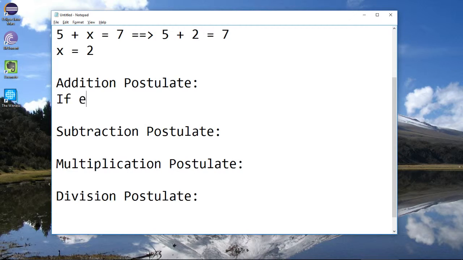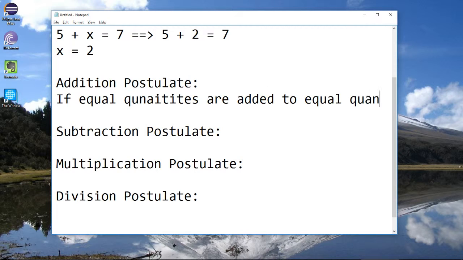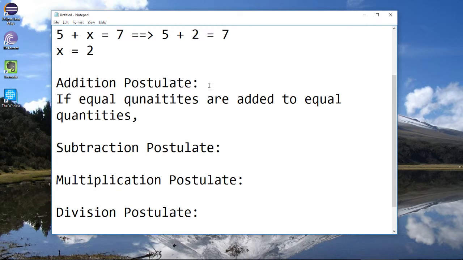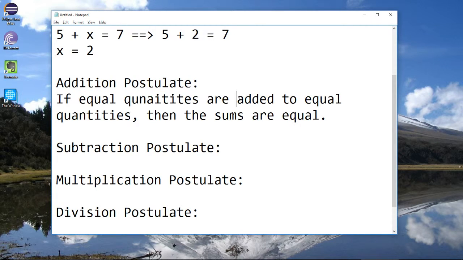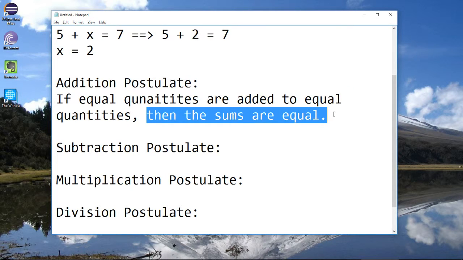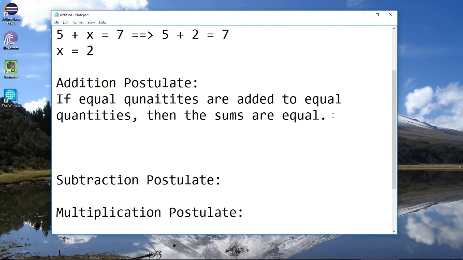So if equal quantities are added to equal quantities, then the sums are equal. That sounds kind of obvious. If I have an equal amount added to other things that are already equal, then what I end up with, the sum, is going to be equal. Let's see what that looks like in an example.